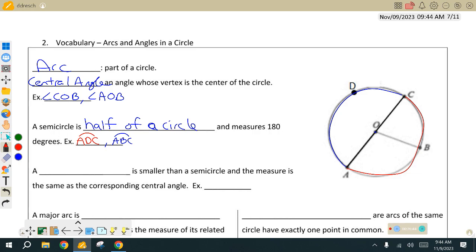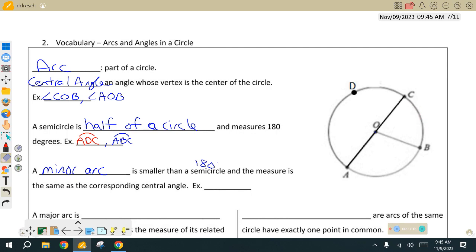We're going to do more practice with that. Now, it's all built off a semicircle. It's either more than 180 or less than 180. So if you are smaller than a semicircle, smaller than 180 degrees, we have what we call a minor arc. So a minor arc is less than 180.